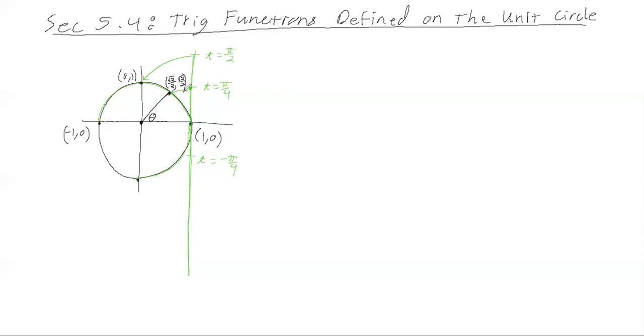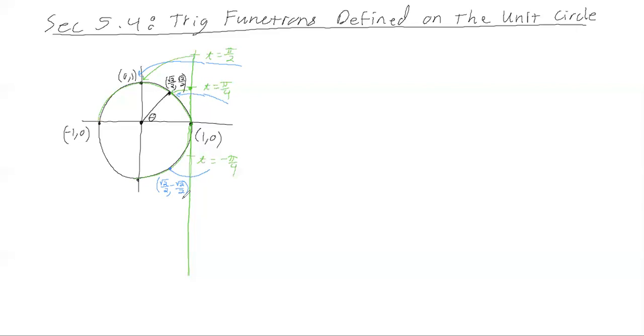So they're building a correspondence here where a t value of pi/4 corresponds to the point square root of 2/2, square root of 2/2. A t value of pi/2 corresponds to the point 0, 1. A t value of -pi/4 is going to correspond to a point right here on the unit circle, square root of 2/2, comma, -square root of 2/2. All right, so they have t values corresponding to points on the circle.